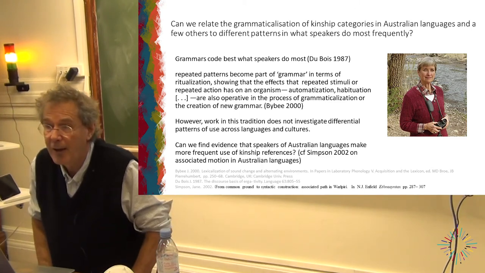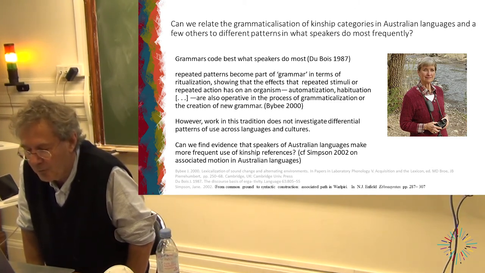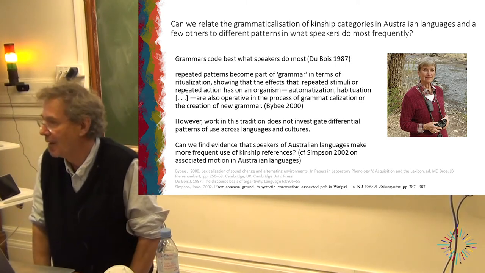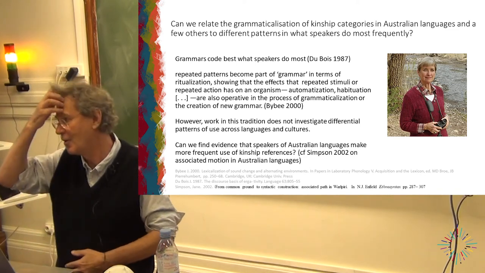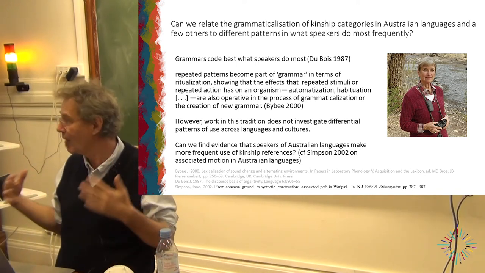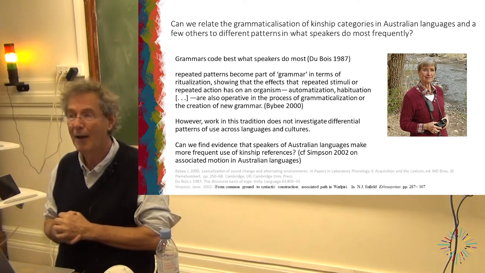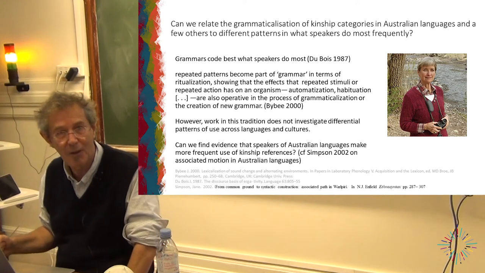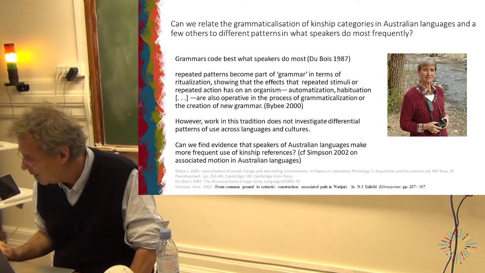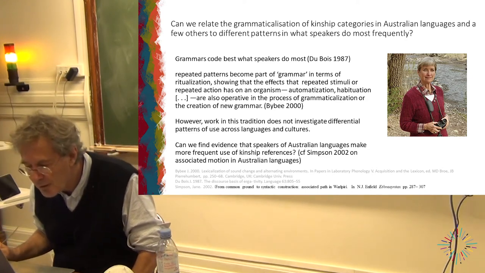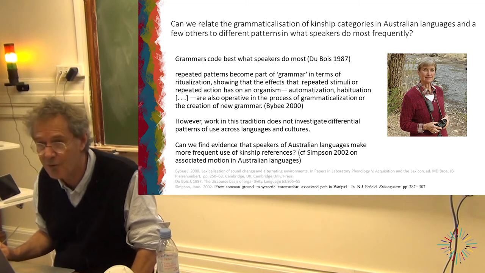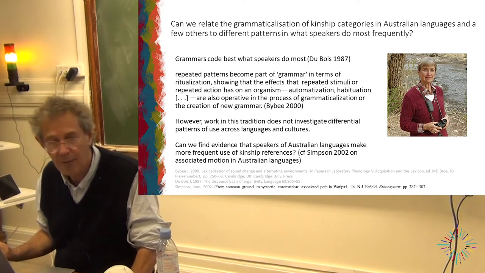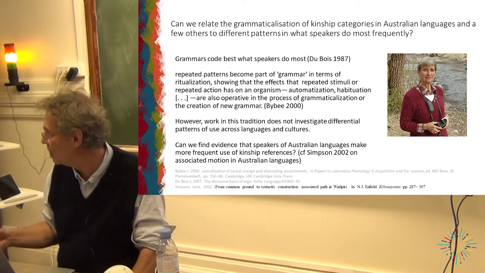So can we find evidence that speakers of Australian languages make more frequent use of kinship references? I think anyone who's worked with Australian languages is blown away by the fact that that's how you talk about people all the time. And you just need to work that out before you can do anything else in the community. But can we actually quantify it? I accidentally lost a reference to a really nice paper by Jane Simpson about this in Nick Enfield's edited volume on ethnosyntax.